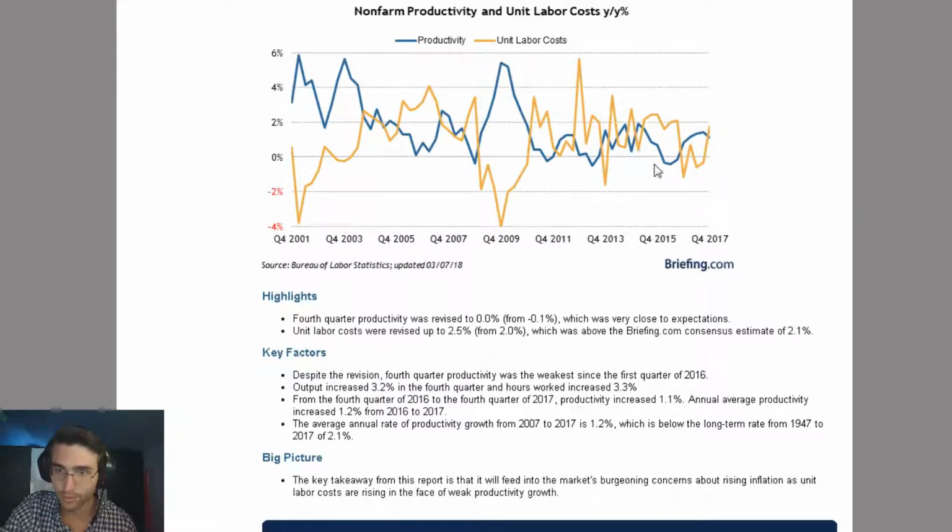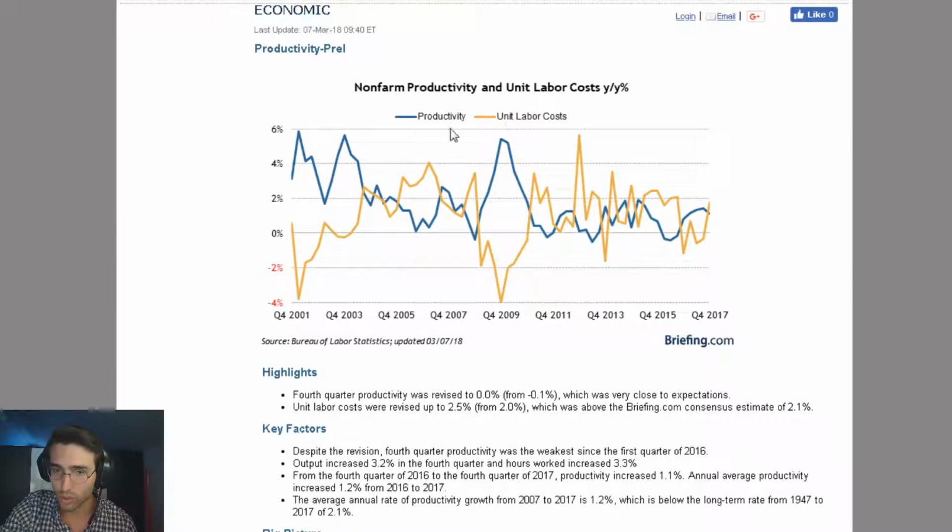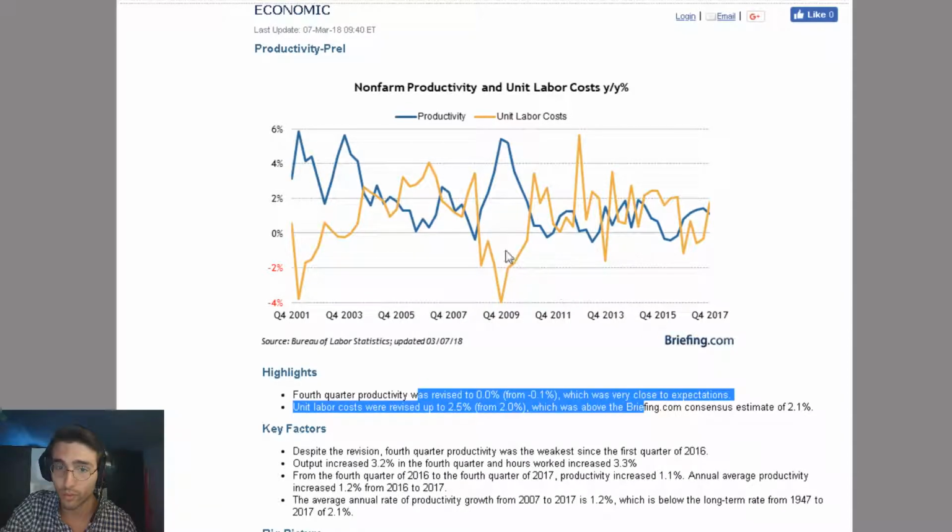You see in this chart here, unit labor cost is orange, productivity blue. Productivity is going down, unit labor costs are going up. So for this trend, productivity was actually negative last quarter. So now we have a 0.7 for productivity, which is really good. Most likely it's going to be downwardly revised. Unit labor cost is going to keep increasing.